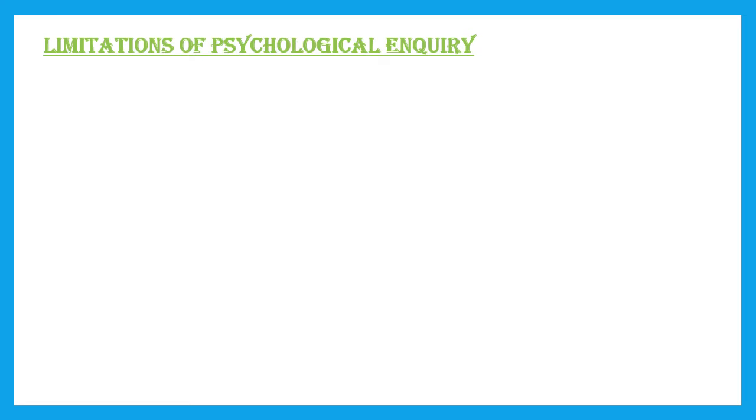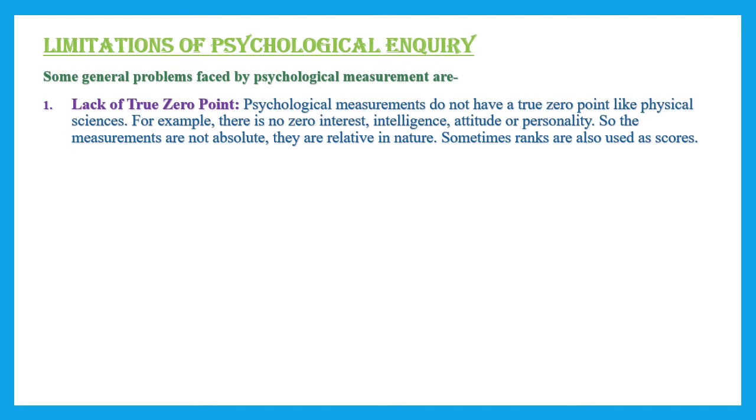Let us see some of the limitations of psychological inquiry. So some general problems faced by psychological measurement are: number one, there is lack of true zero point. Now when we say lack of true zero point, in physical sciences, measurements start from zero. You all know that thing, of course. So for example, if you want to measure the length of the table, you can measure it starting from zero and can say it is 3 feet long.